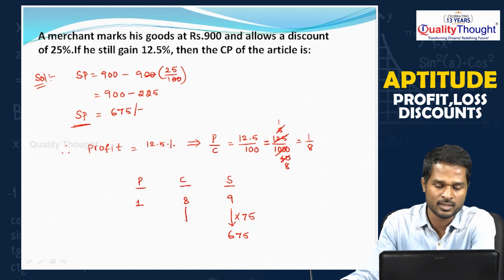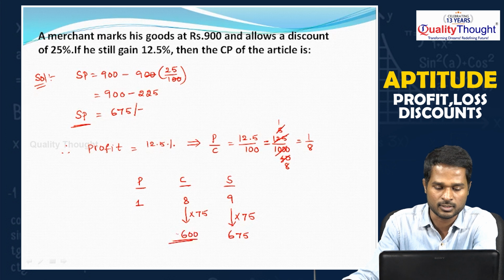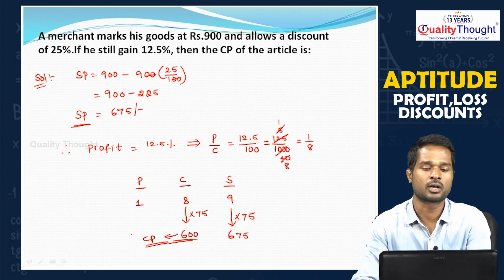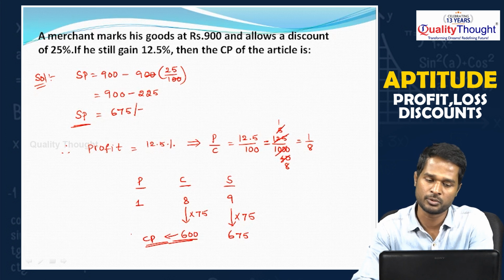In the same way, the cost price value 8 is multiplied with 75. So, 8 5s are 40, 8 7s are 56 plus 4 is 60, that is 600. So, this is the cost price of that article. The cost price of that article is 600 rupees.